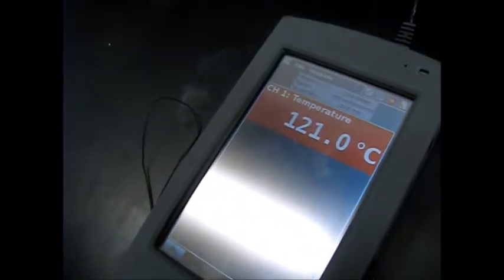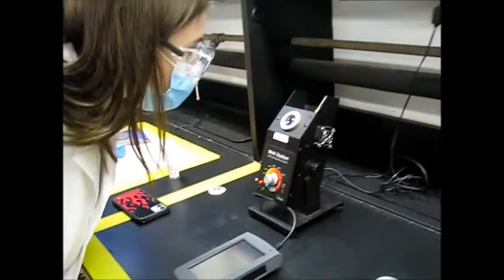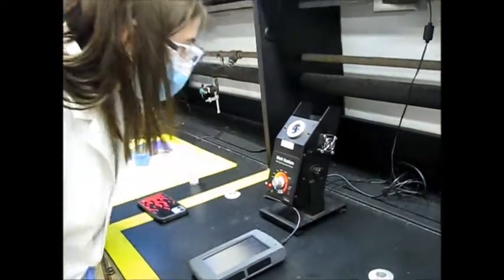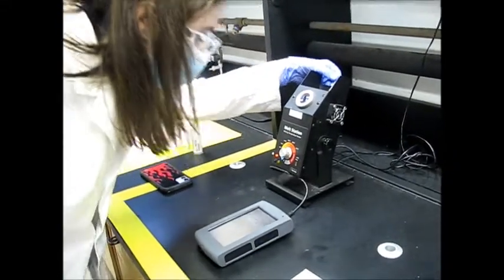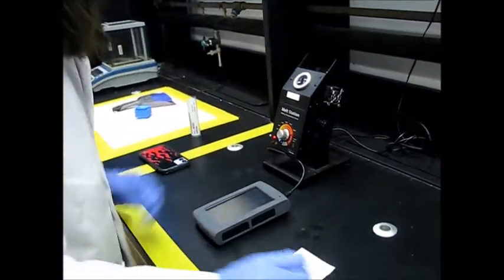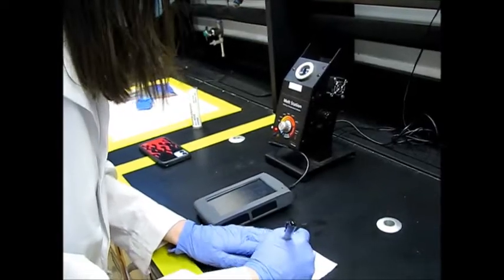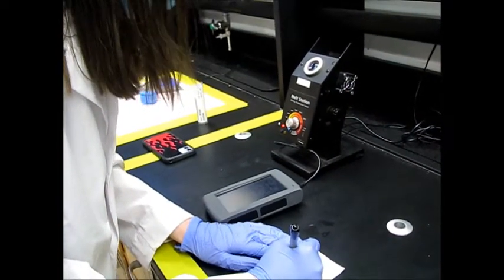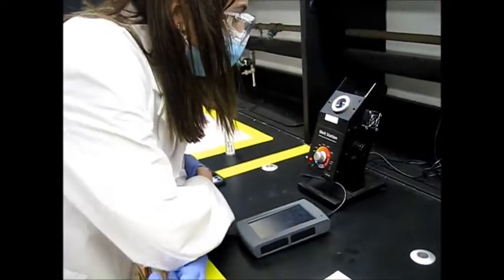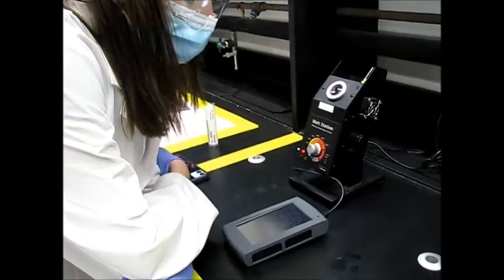So now the temperature reaches 121. At this point you have to keep looking and see if your benzoic acid or compound has started melting. And it looks like it has started melting, and I saw it happen at about 121.6 degrees Celsius. And now I just need to wait until it's fully melted.